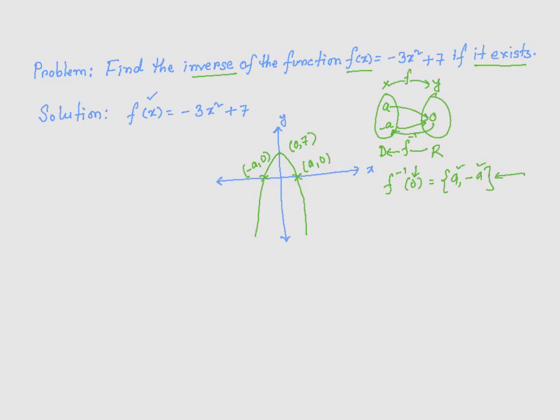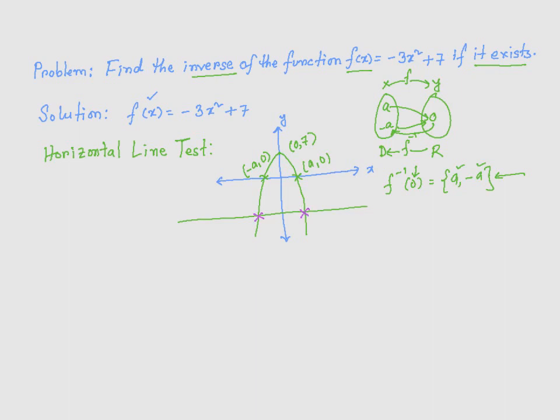Now there is something else, what we call the horizontal line test for finding the inverse. What it is, you are going to draw a horizontal line anywhere on the graph of the function. Now if that horizontal line intersects in more than one point, then this function does not have an inverse.